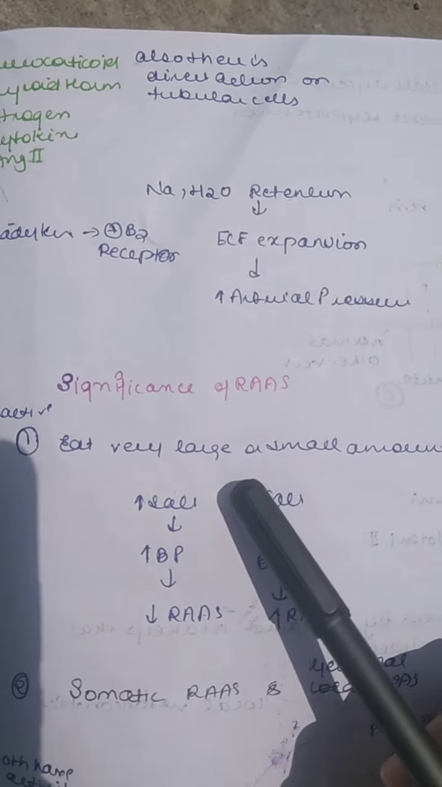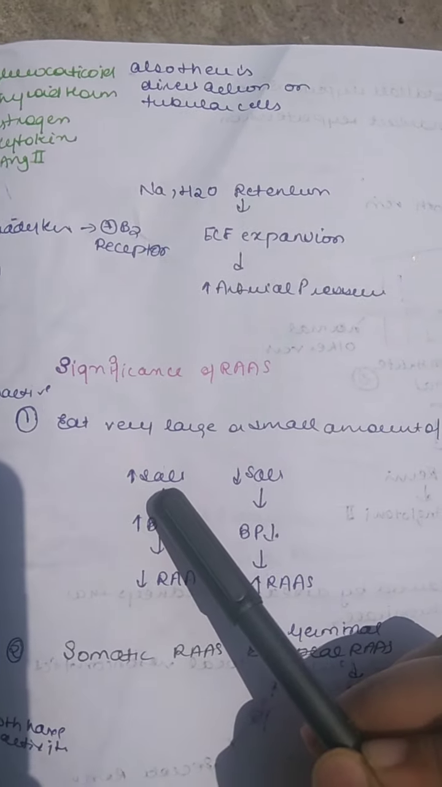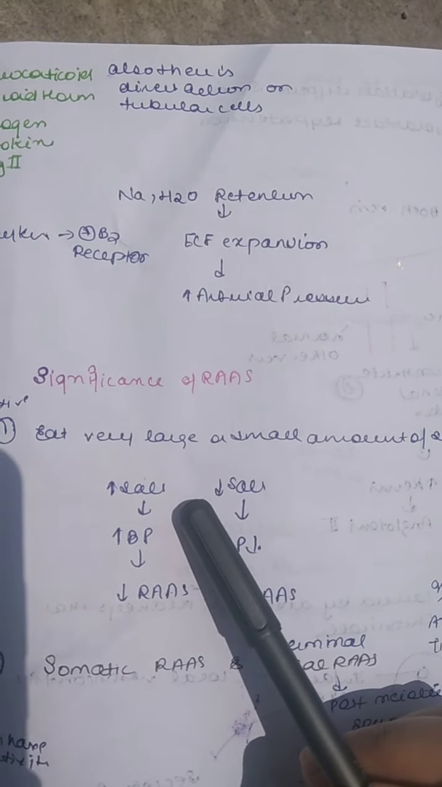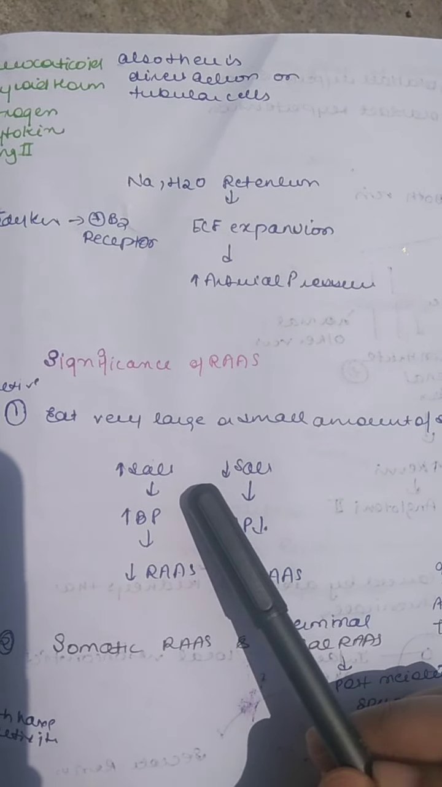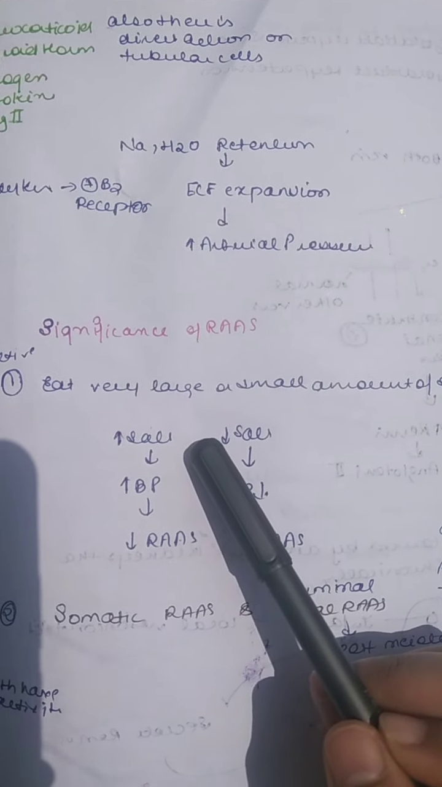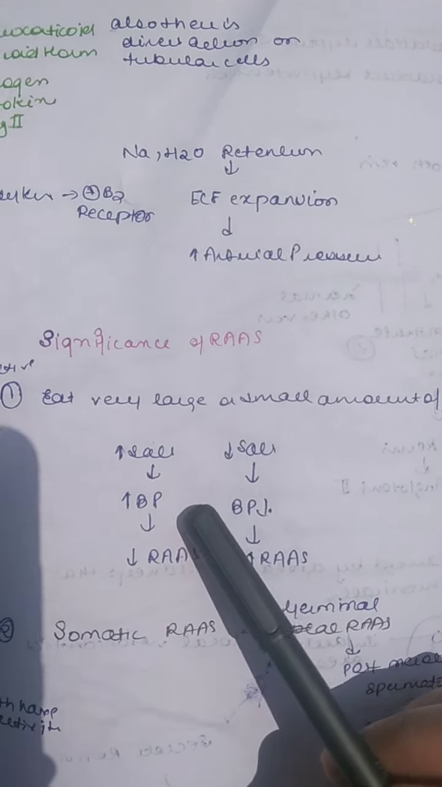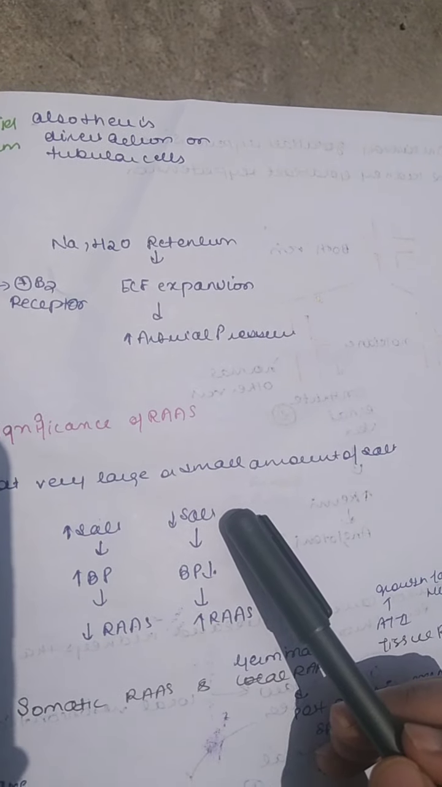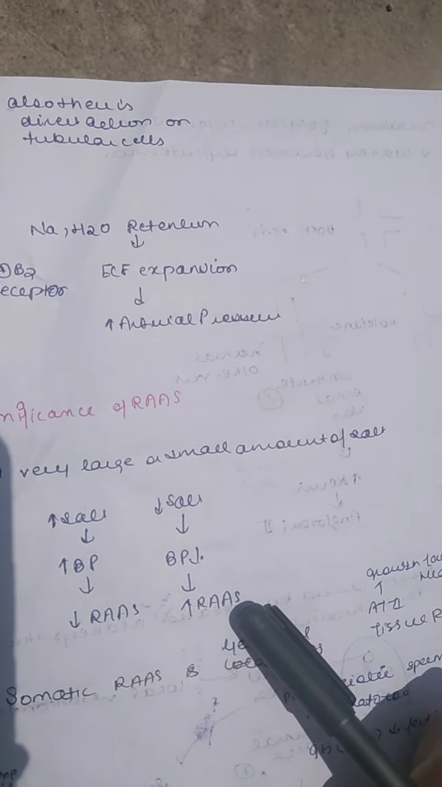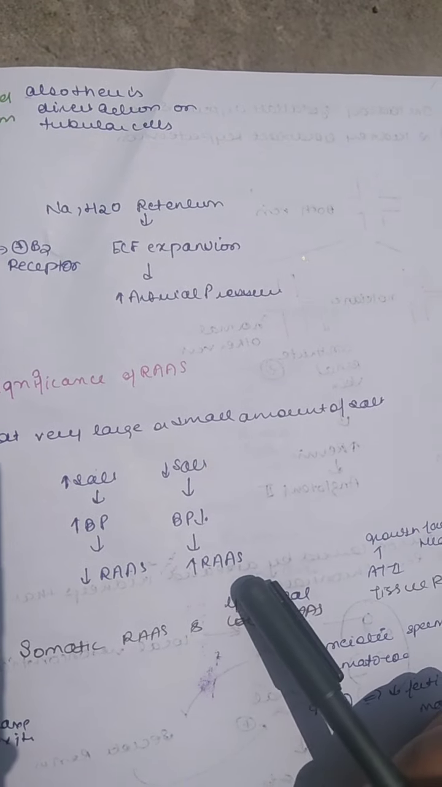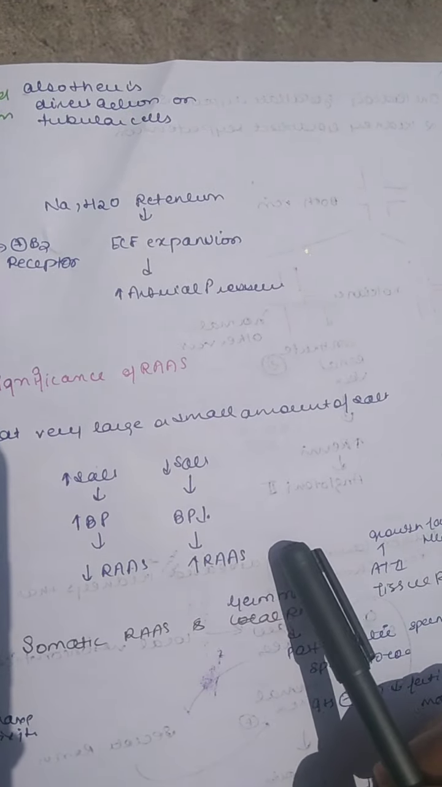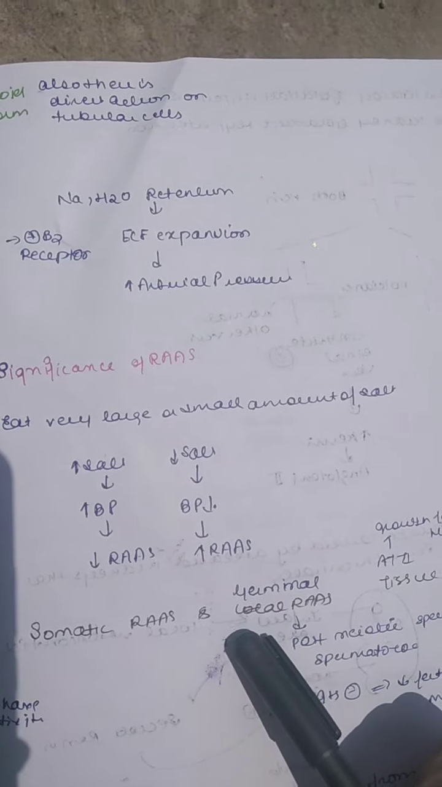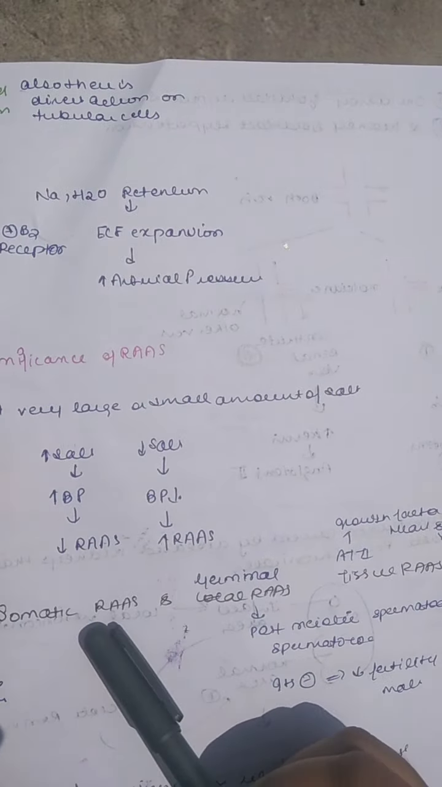Now the significance of RAAS. There are many significances of RAAS. A person can eat a variable amount of salt in his diet because of this, but BP will be maintained. Suppose a person ate so much salt, that will increase BP, that will decrease RAAS. And suppose a person has a small amount of salt, that will decrease BP, but that will increase RAAS. So the RAAS system will be activated and it will maintain BP in the long run. And there are types of RAAS: somatic RAAS, germinal RAAS, and local RAAS or tissue RAAS.